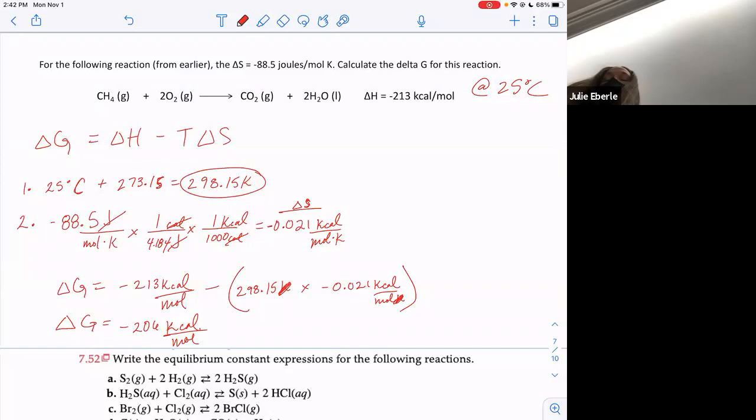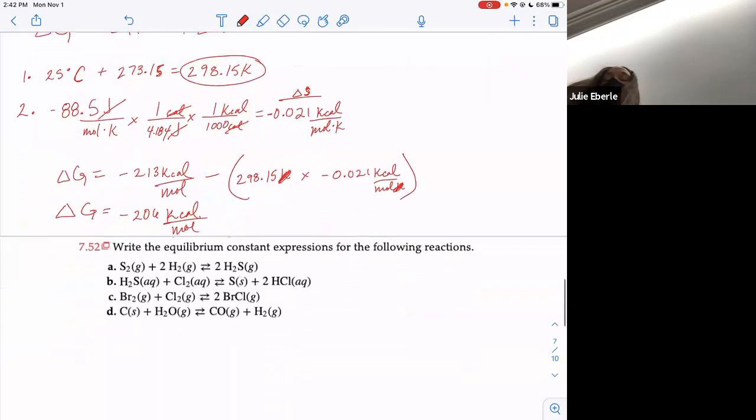All I'm telling you is on the exam, you will have to calculate delta G. You have to solve for delta G. So make sure your temperature is in Kelvin. Make sure your units on delta S match delta H. And everyone, let's make sure our masks are all the way up. I know it's not fun.